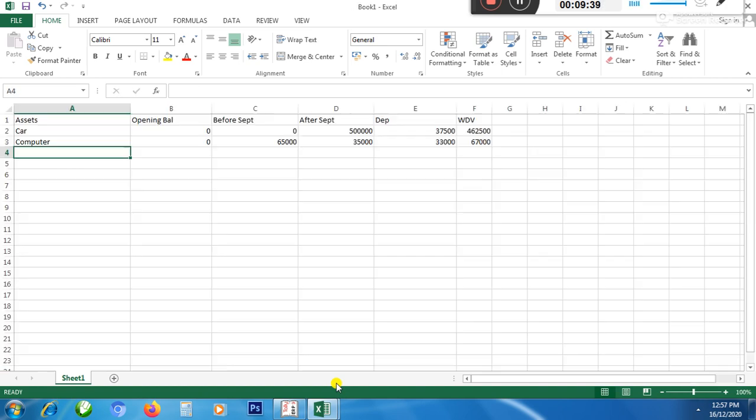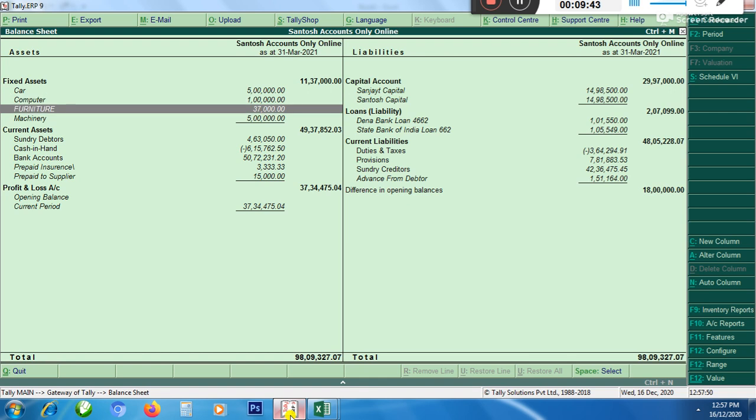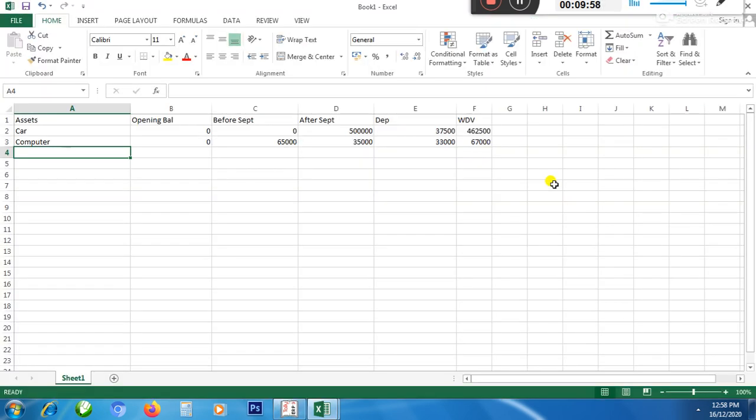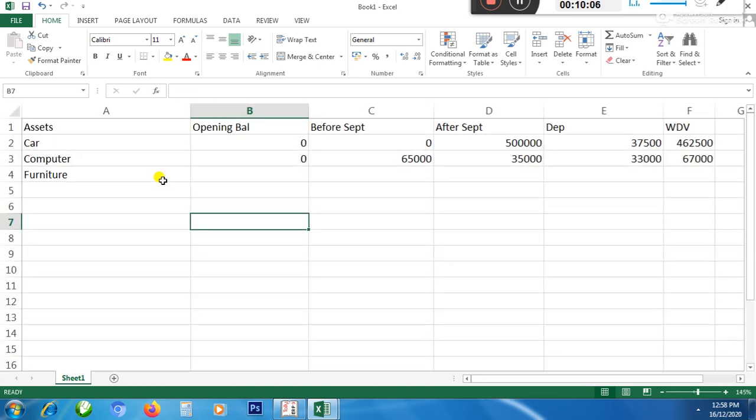So next one, I'll go to the Tally. Next one we have furniture. Furniture, again in September there is 27,000 before value and 10,000 after value. So furniture. I'll just increase the size so that you can see it better.